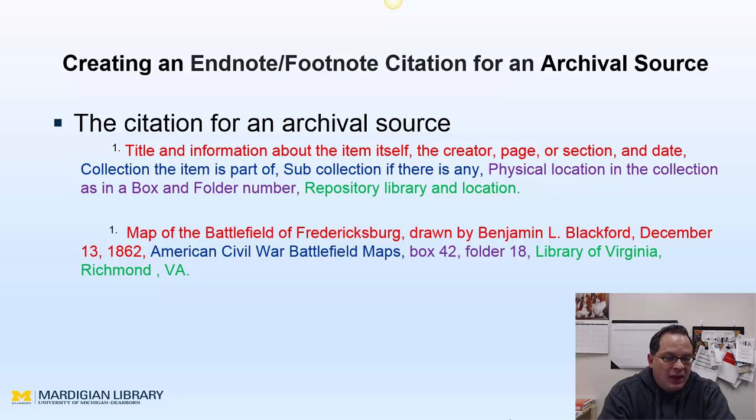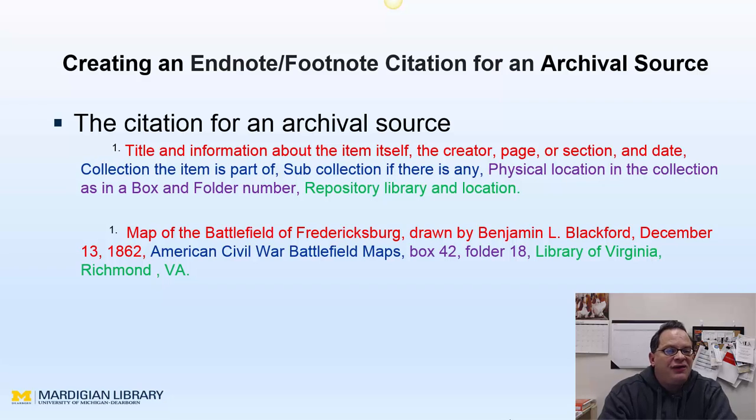so it won't have a page or a section. And then you have the collection the item is part of, the collection in the archive that the item is part of, and then a sub-collection if there is any. And then you're going to have the physical location in the collection, as in a box or folder number. And then you'll have the repository library and the location of the library.